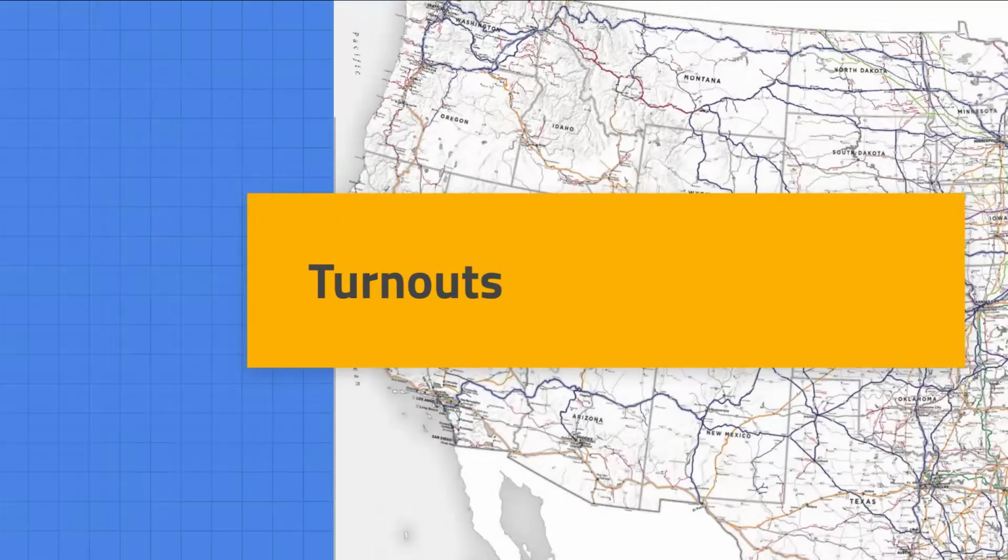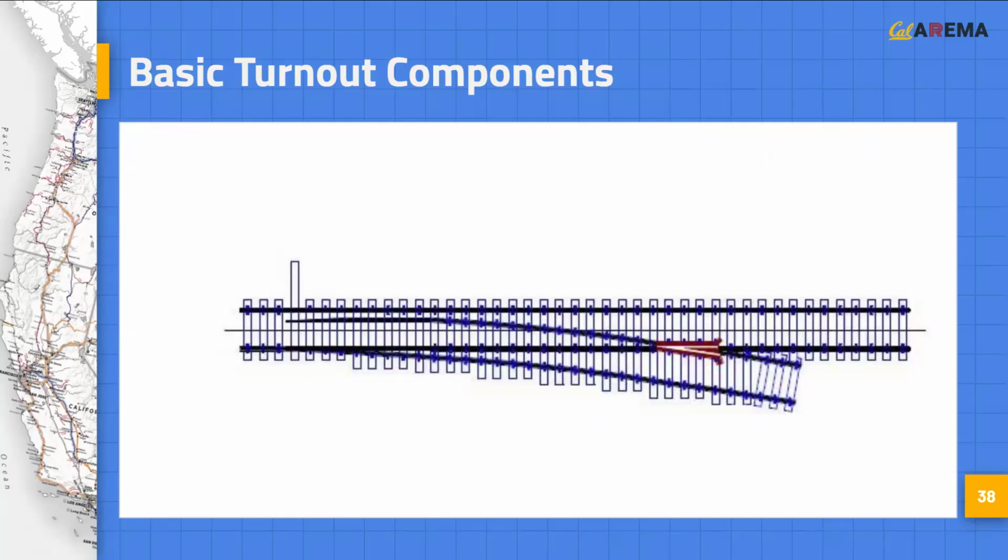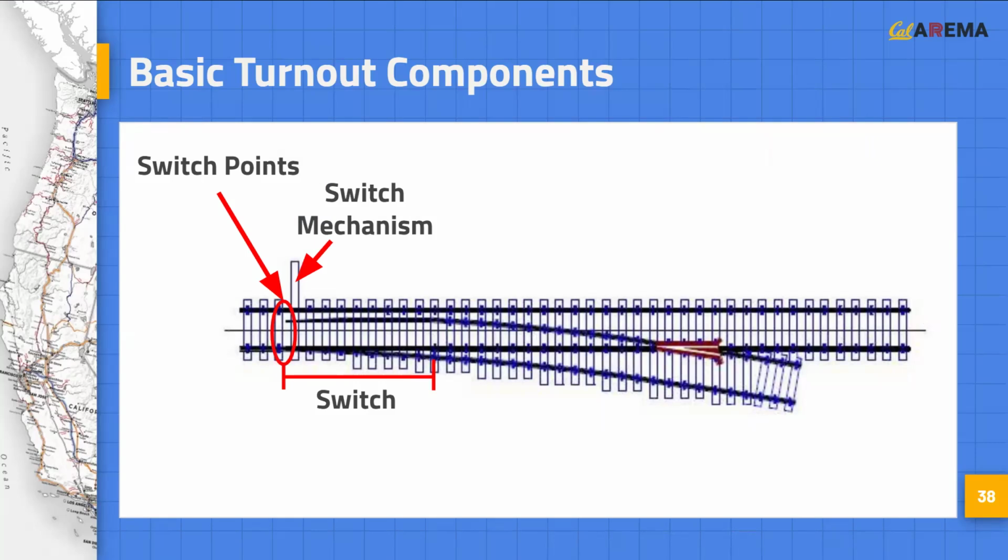Next, we'll talk about turnouts. We will start with basic turnout concepts. Turnouts are also commonly referred to as switches, though the switch technically only refers to the movable section of the turnout, which consists of two switch point rails operated by a switch mechanism.